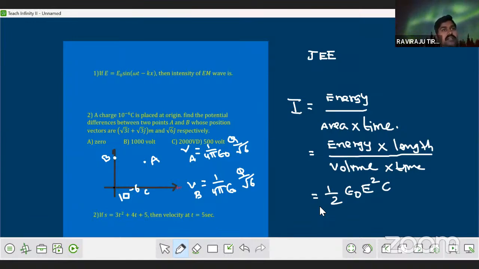What will you do then? By taking the derivative. What is the derivative for the given equation? 6t plus 4. Then you have to substitute t equal to 5 only. Then finally velocity will be equal to 6 into 5, 30 plus 4. 34 is the velocity, no? Unit will be meter per second.